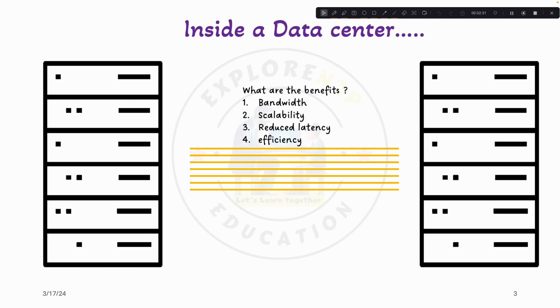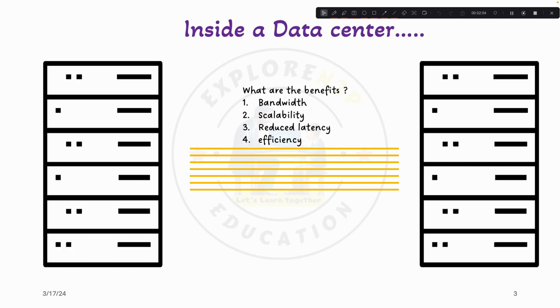So, what is the benefit of using parallel optic technology? The first thing is bandwidth. Earlier, we used single mode fiber with 10 Gbps capacity. Now we are running 10 fibers. So 10 into 10 Gbps, we get 100 Gbps capacity. And the second one is scalability. If you want to increase it, we can simply add multiple fibers between the two devices. And the third important thing is ultra low latency.